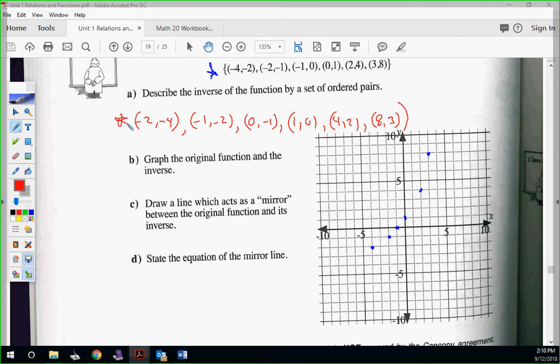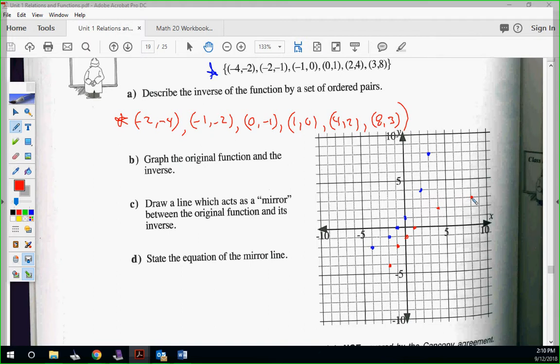Okay, that one is (-2, -4), (-1, -2), (0, -1), (1, 0), (4, 2), and (8, 3). Okay.